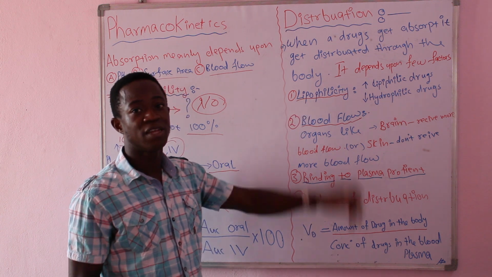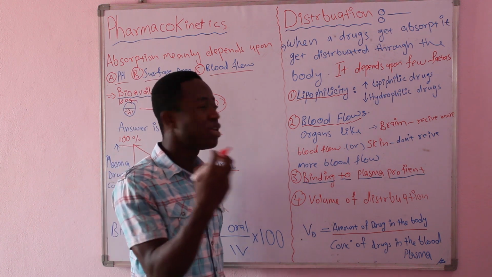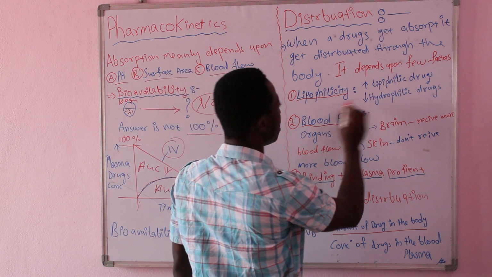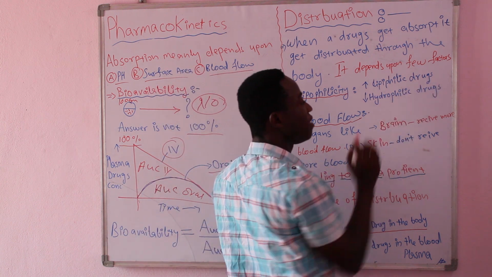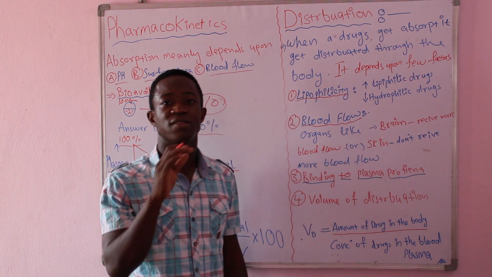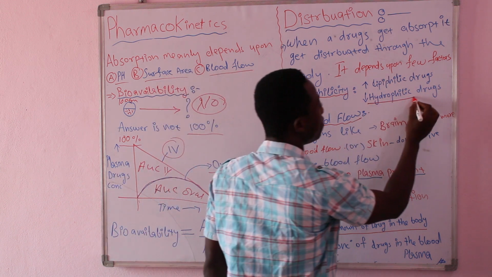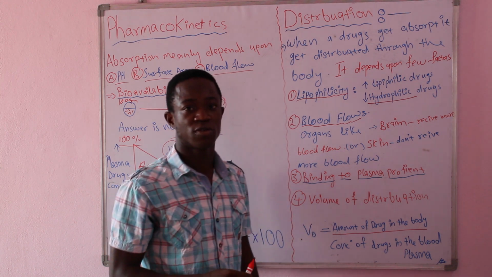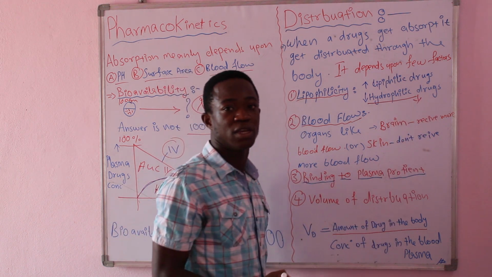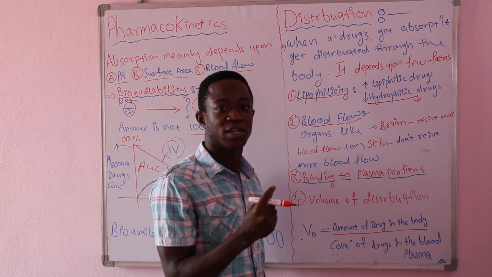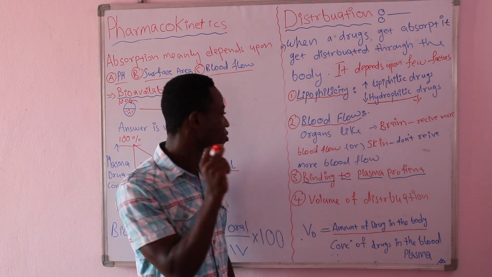One is lipophilicity. That is one. A lipophilic drug molecule will easily reach the cell membrane and will be easily distributed, compared to hydrophilic drugs. These drugs are not easily distributed within the body. That's one factor that determines the distribution of the drugs.